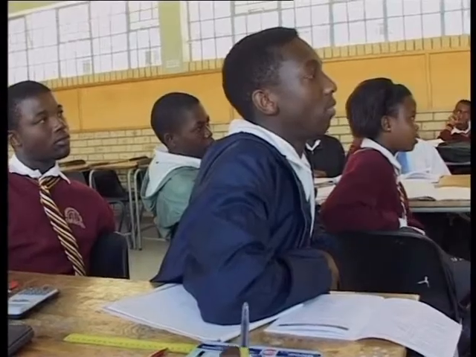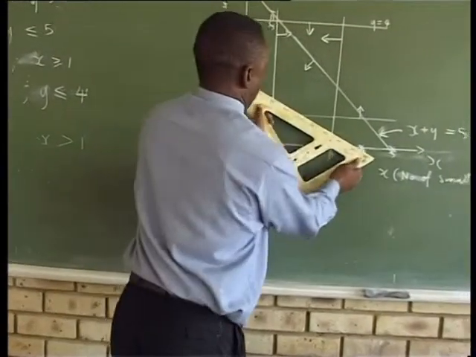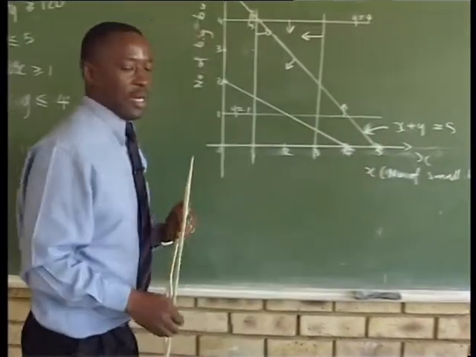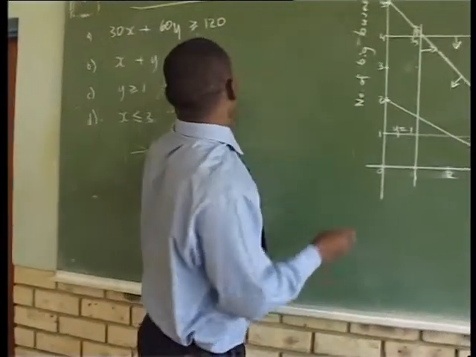Y is equal to 2. Using the same dual intercept method, the teacher then draws the line representing the final equation. 30x plus 60y is greater than or equal to 120.